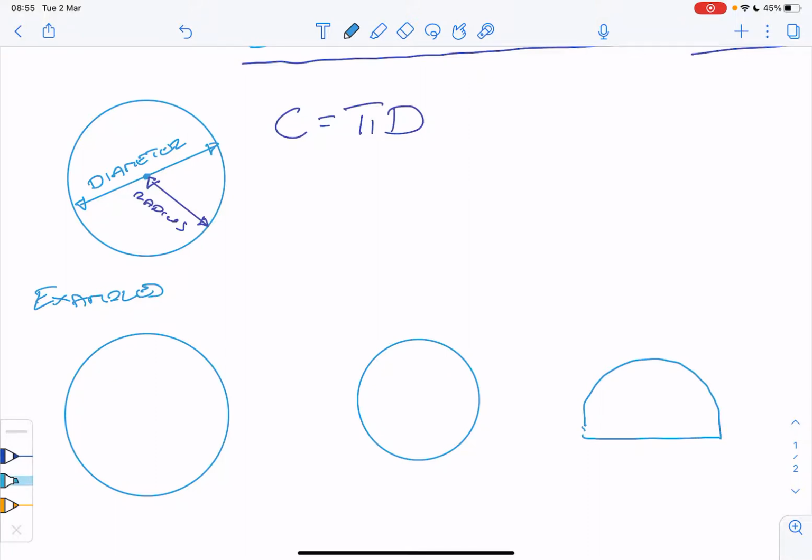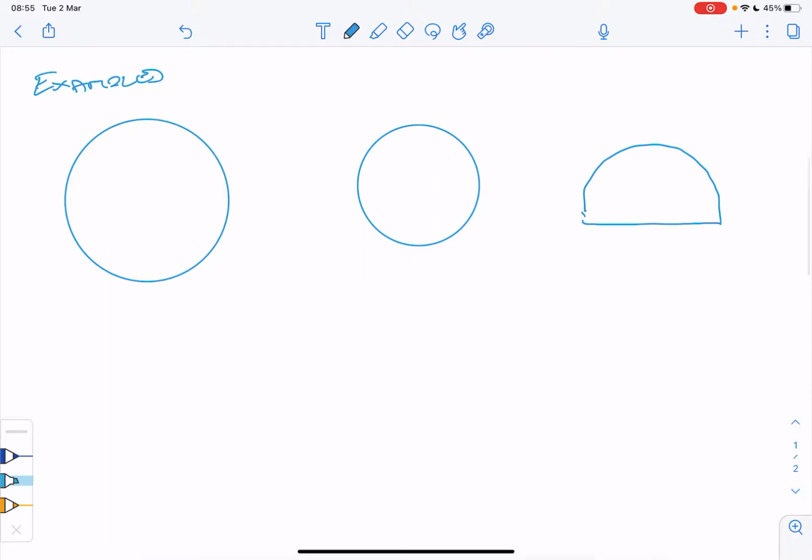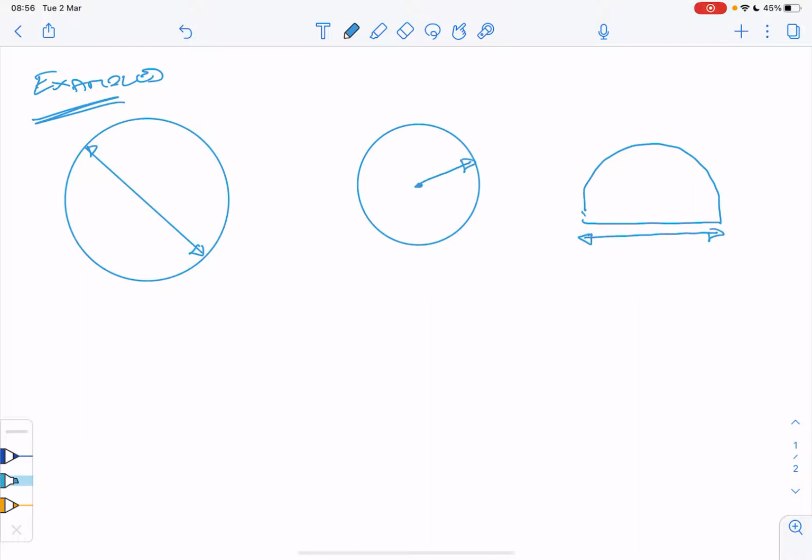Right. So 3 examples. Each one of them are going to use the formula, but we're going to have to change something slightly for it. Okay. So obviously there's nothing I can actually do with these questions as is. I need a dimension. Okay. So in this first one, I'm going to put a diameter in. In the second one, I'm going to put this length in. And for this last one, I'm going to put this length in.